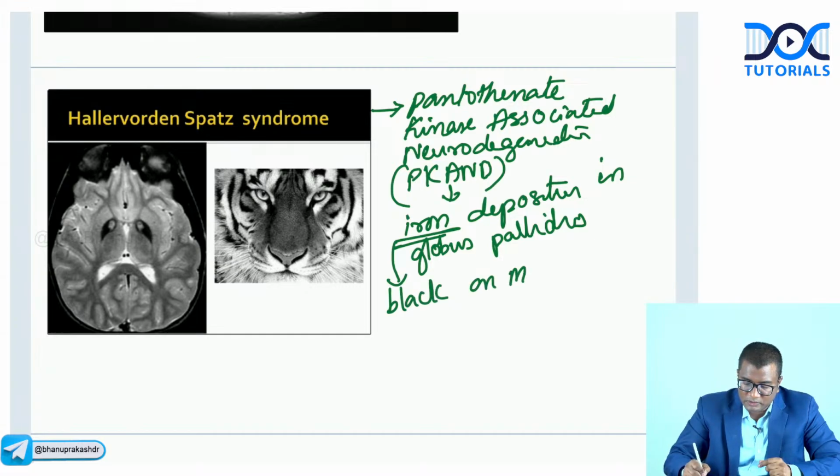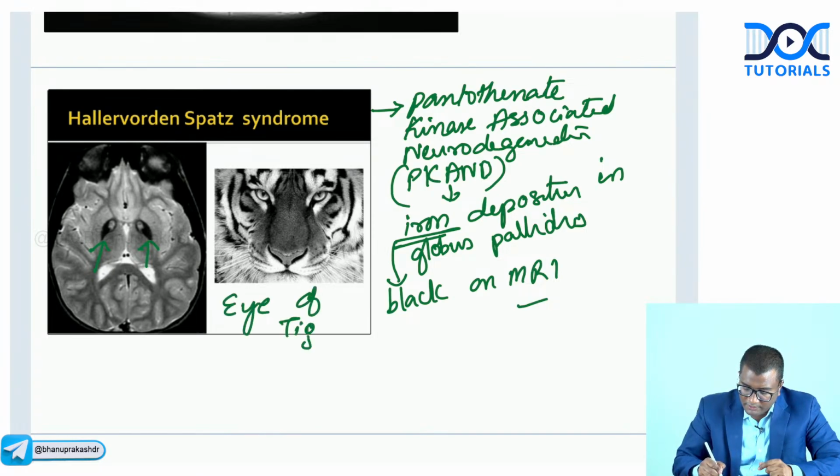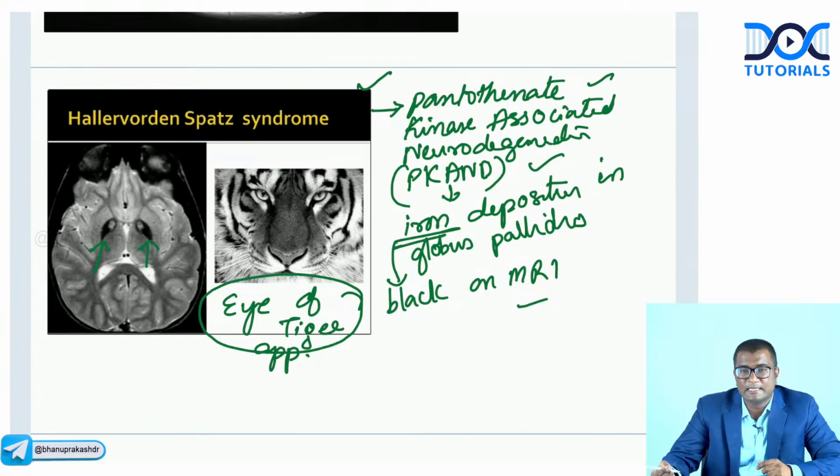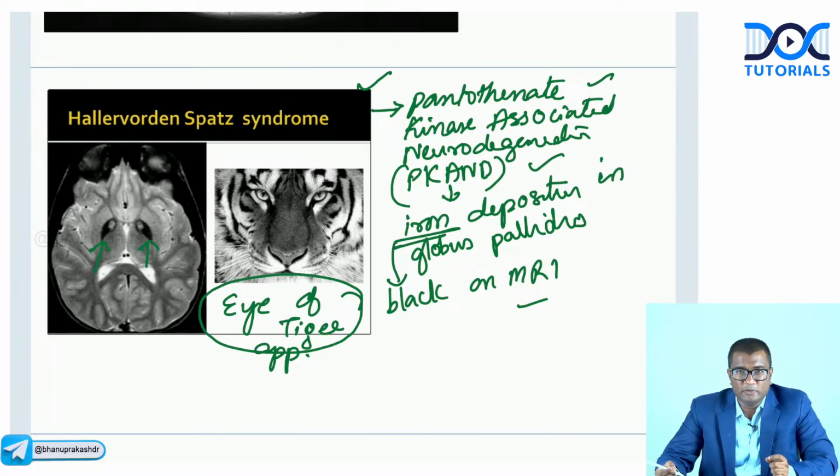Whenever you see black deposits in the globus pallidus, remember in the lentiform nucleus, the inner part is globus pallidus and the outer part is putamen. When you see iron deposition in the globus pallidus, this gives the appearance of an eye of the tiger. So tomorrow if you are given a question on eye of tiger appearance on MRI, or they give you the MRI image, please look at the globus pallidus. Look at the black area in the globus pallidus. You will be able to pick up Hallervorden-Spatz disease, also called pantothenate kinase associated neurodegeneration.